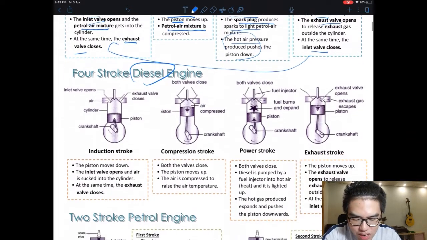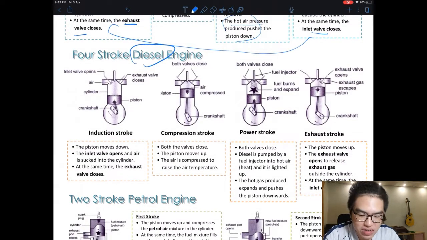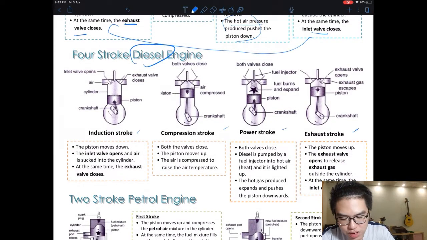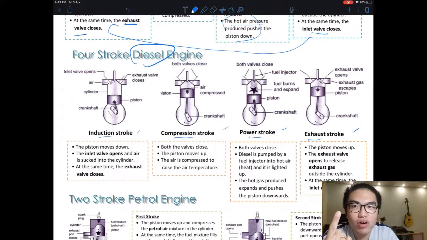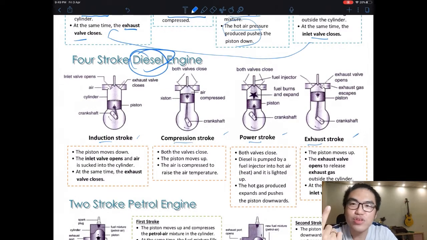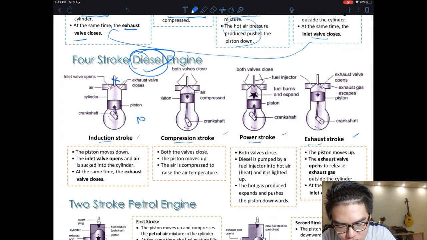Same case for the diesel engine. Suck, squeeze, bang, blow: induction, compression, power, and exhaust. There are a few differences here. Number one, obviously, it's the fuel. We don't use petrol, we use diesel. And number two, there is no spark plug.